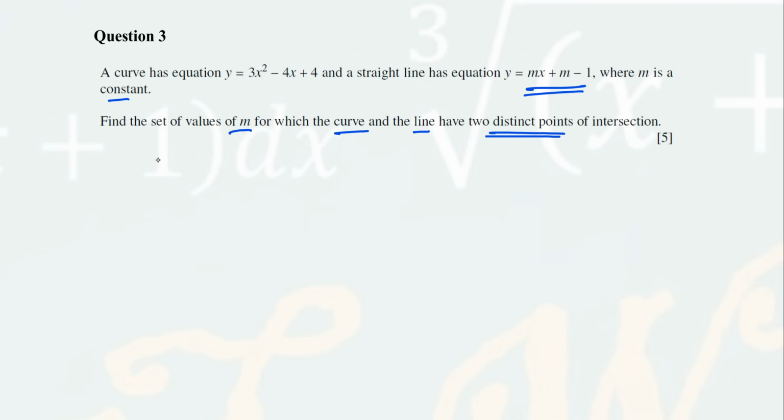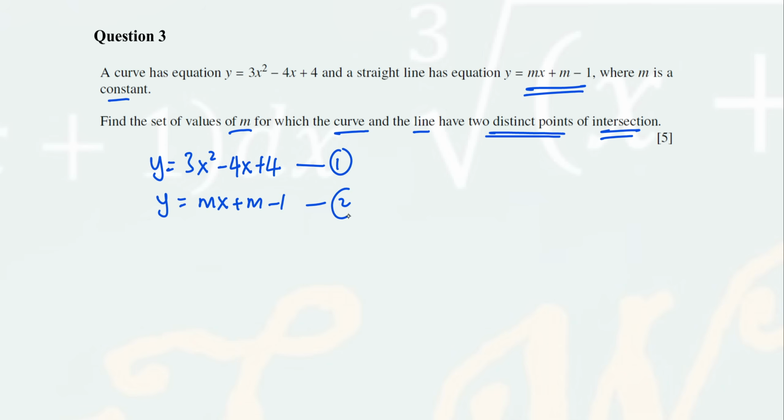Distinct means different. Okay, so now again, when you see intersection points, means that you need to solve simultaneous equation. So let this be first equation, and the next one be the second equation. So when I solve these two simultaneous equations, basically I will just let the first equal to second because both left side are y, right? So I will write 3x squared minus 4x plus 4 equals to mx plus m minus 1.